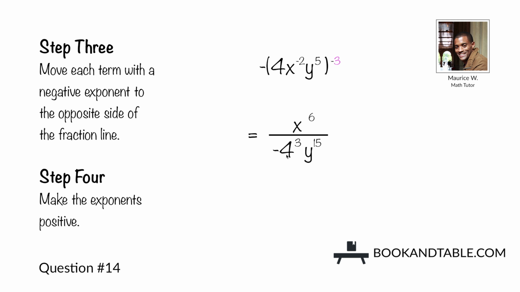So now we can move this negative out front. It's the same as keeping it here. And we want to evaluate 4 cubed, which is 64, giving us a final answer of negative x to the 6th divided by 64 y to the 15th for question number 14.